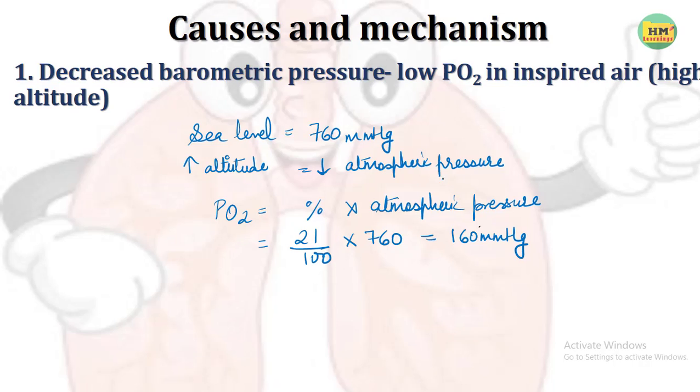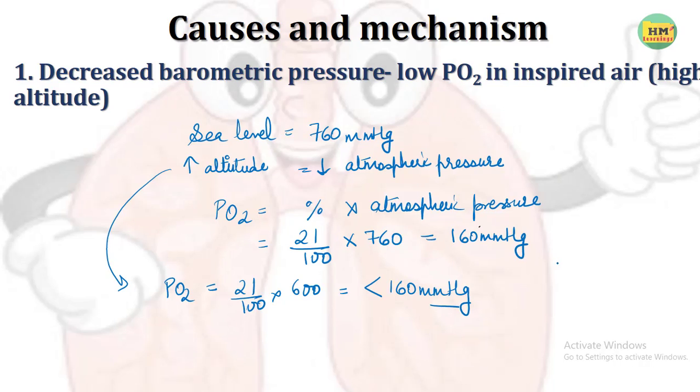But as the person starts ascending on the mountain, this atmospheric pressure starts declining, but still this fraction component remains the same. So what will happen? The PO2 gets decreased. Suppose the person is at the altitude now, and the barometric pressure is now reduced to 600 mmHg. The PO2 now is less than 160 mmHg. It is less than 160 mmHg.